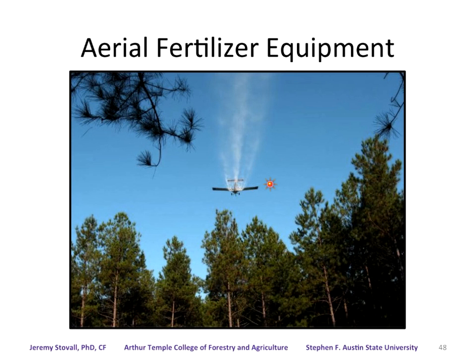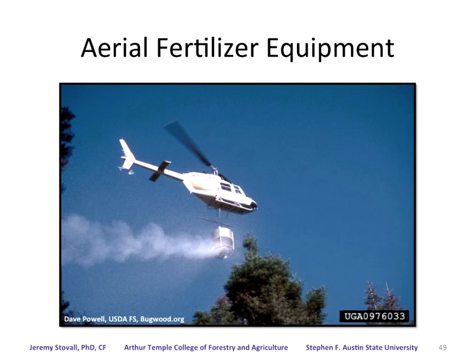Here you see an example of a fixed-wing aircraft applying fertilizer, and so that's going to be a pretty typical piece of equipment. They tend to work out of smaller local airports, and again, with a fixed-wing aircraft versus a helicopter, you do have a little more range to work with, so that's another advantage to fixed-wing aircraft. This is an example of an application from a helicopter. This is actually in the Pacific Northwest, not the southeastern United States, but it can be done from helicopter.